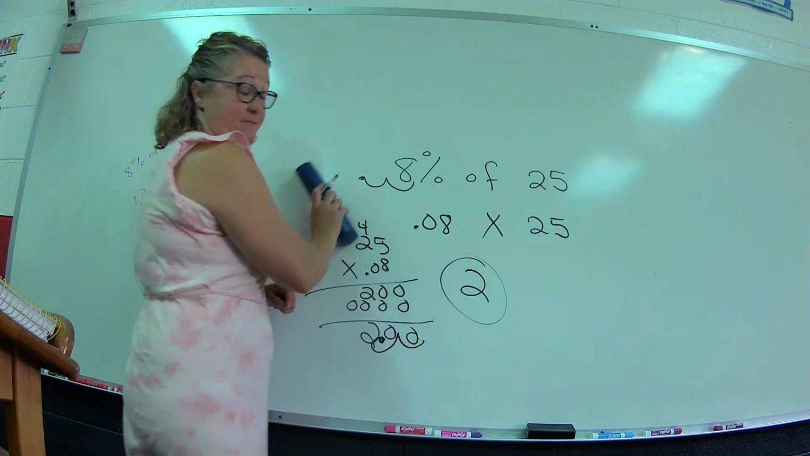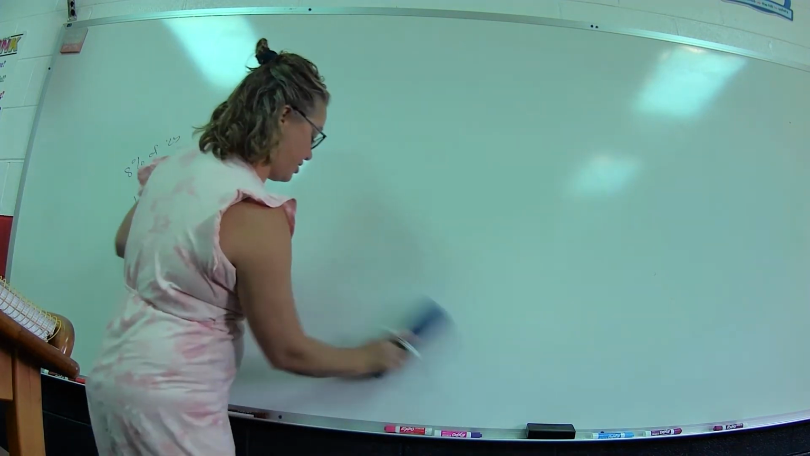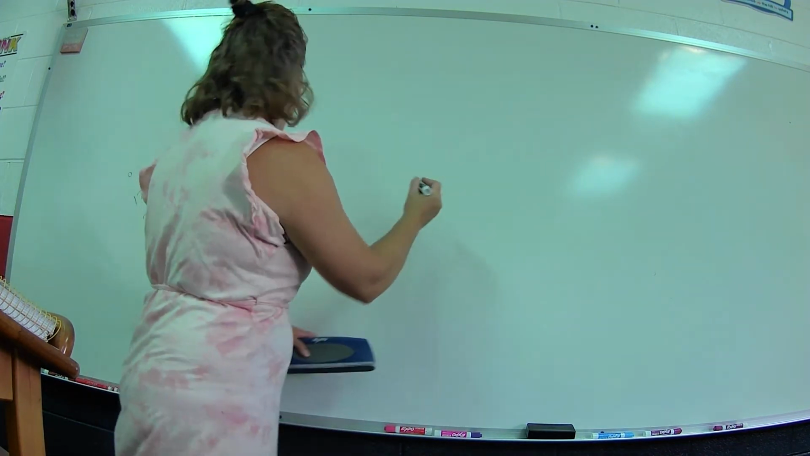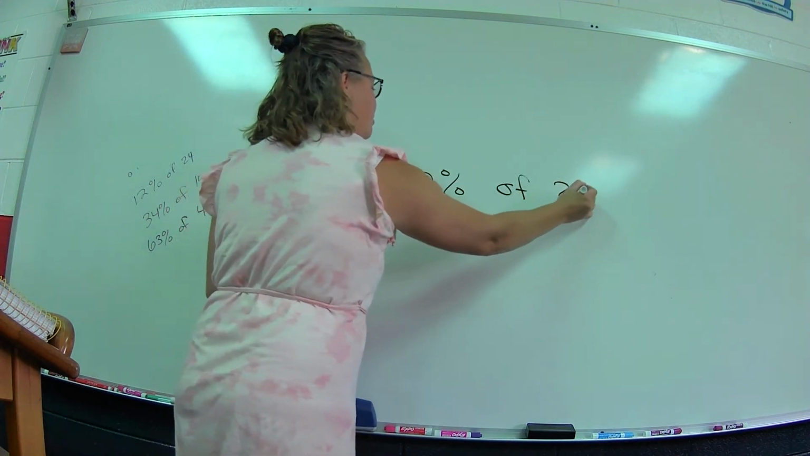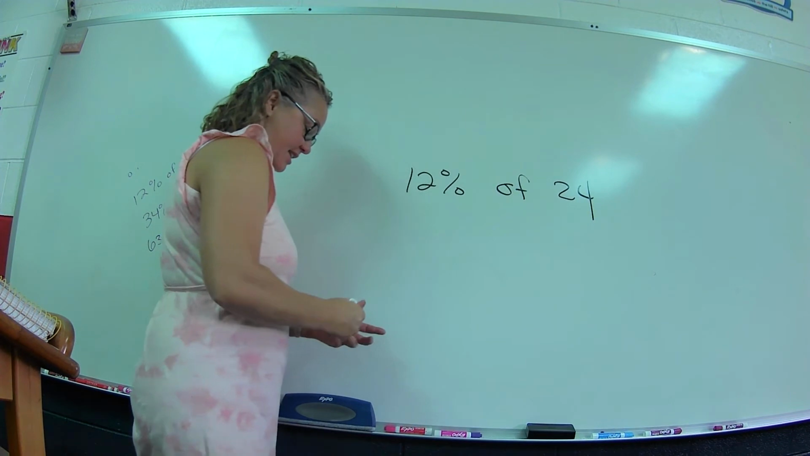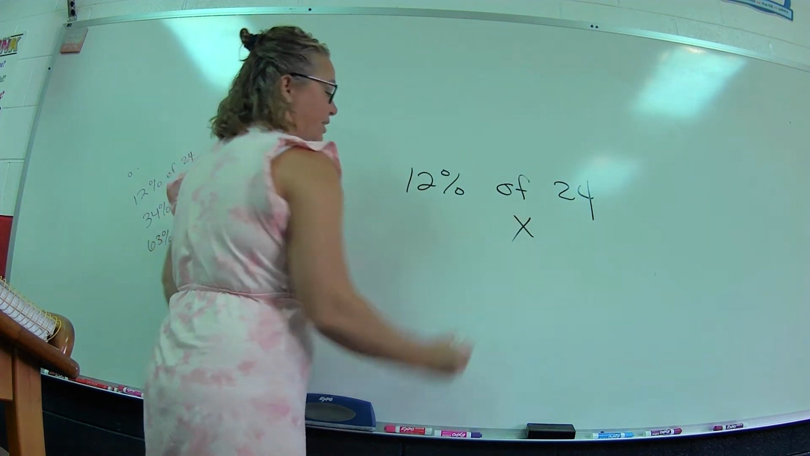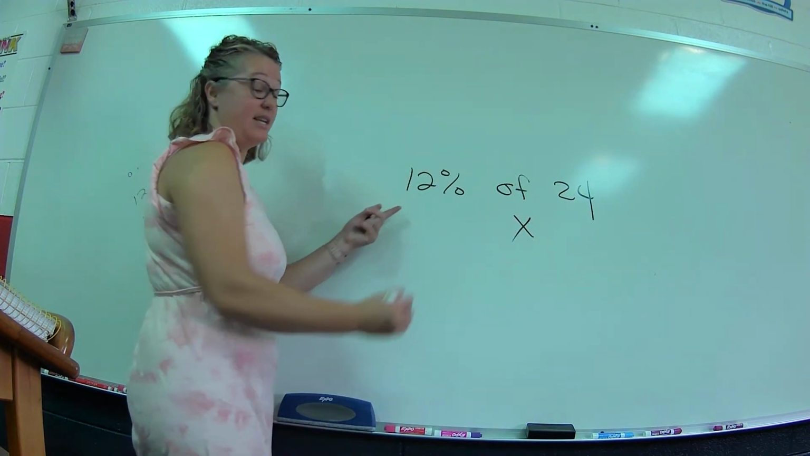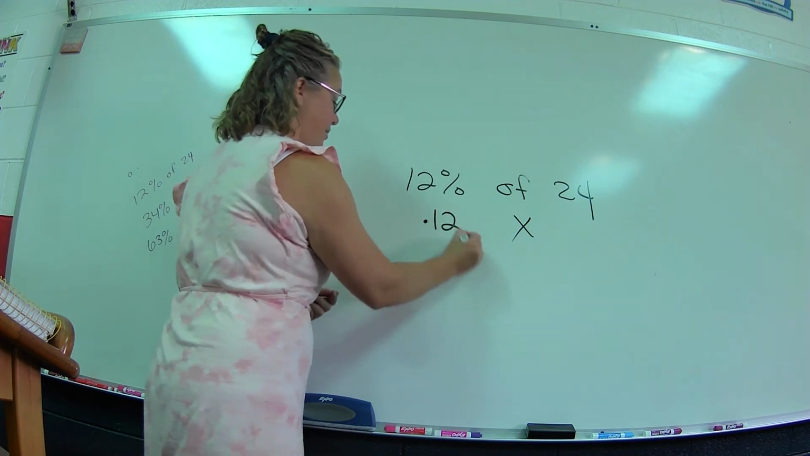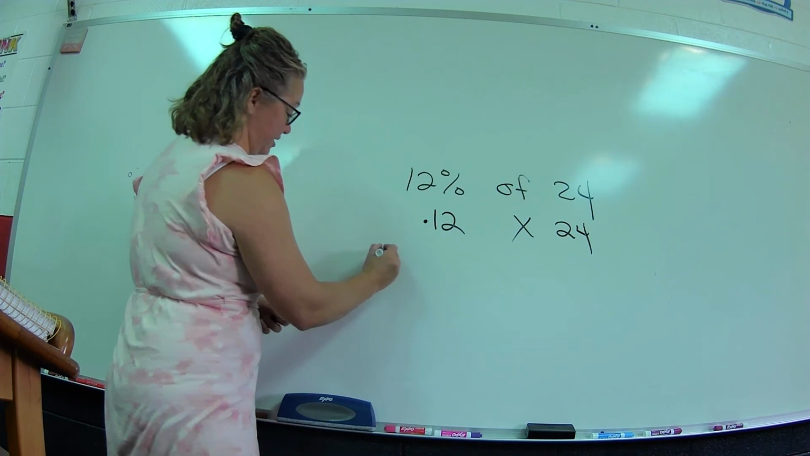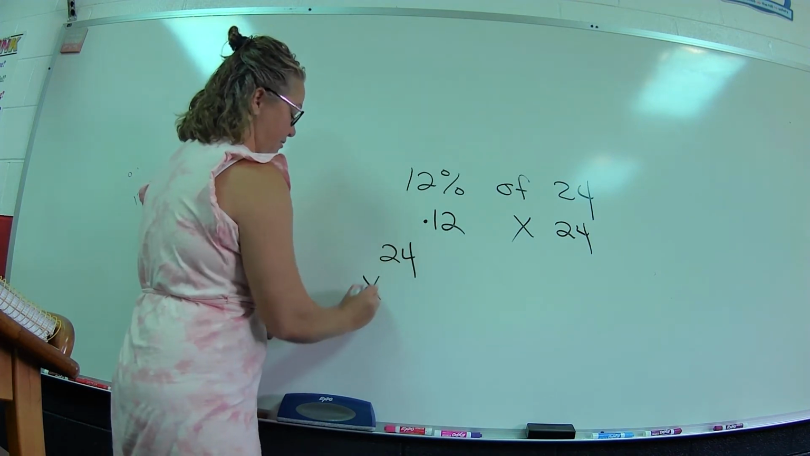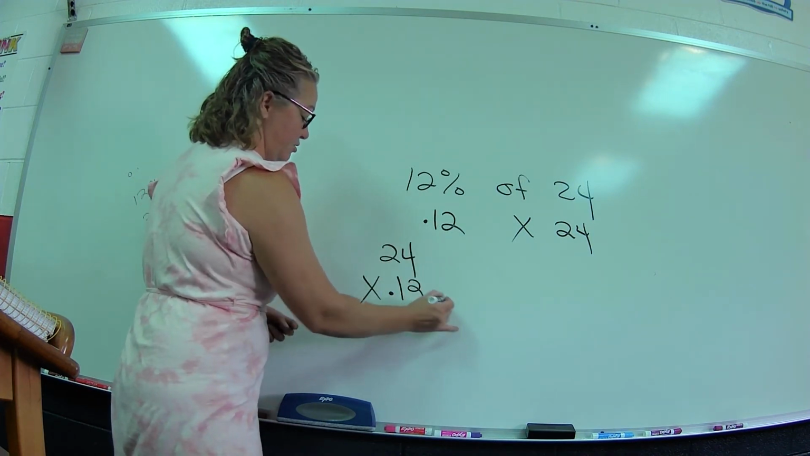You getting the hang of it? I hope so. Again, just remember, do it by steps. So let's do 12% of 24. So we take the of, means multiplication. 12% in a decimal is 0.12 times 24. So let's do the math now. Let's do the solving. 24 times 0.12.